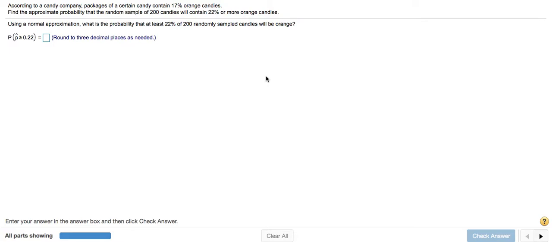According to a candy company, packages of a certain candy contain 70% orange candies. Find the approximate probability that the random sample of 200 candies will contain 22% or more orange candies.